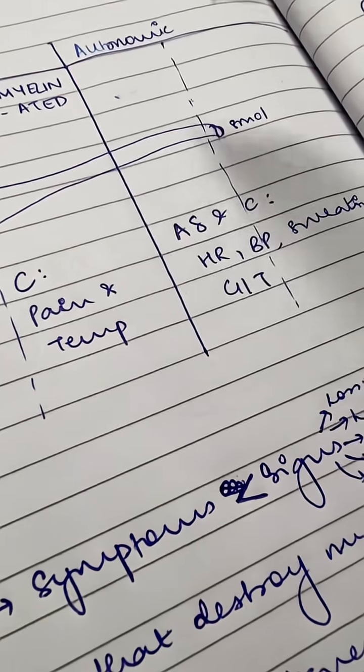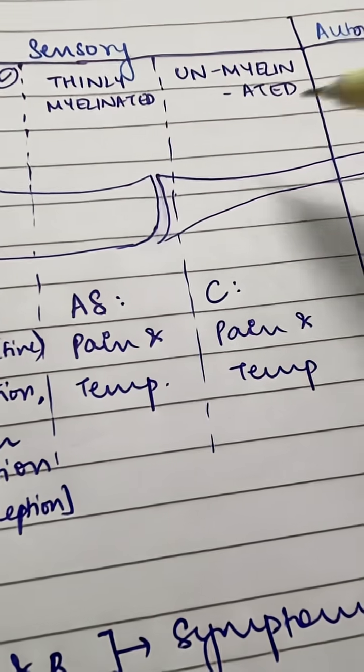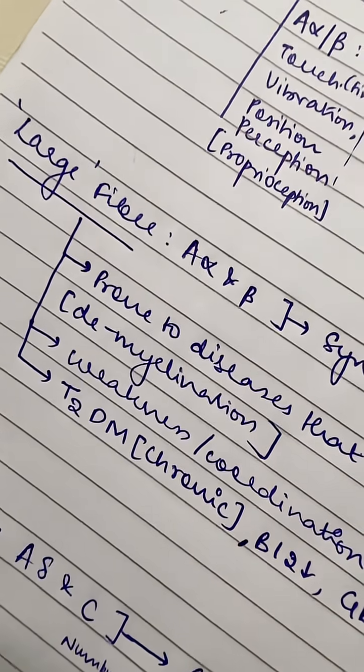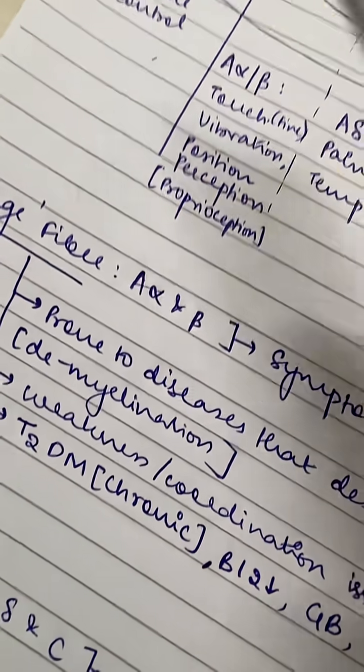Your autonomic nerves as well are considered small fibers. And this is a really pretty diagram I got off the internet, so you can look at it. So when you say large fiber neuropathy, you know that A alpha and A beta are involved.